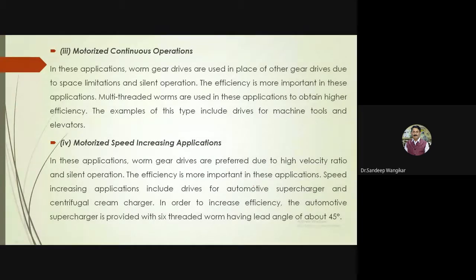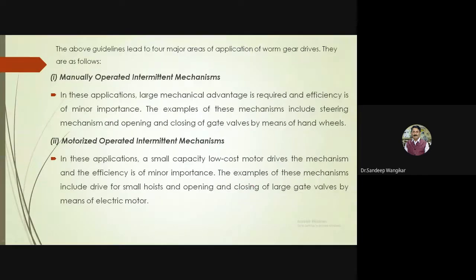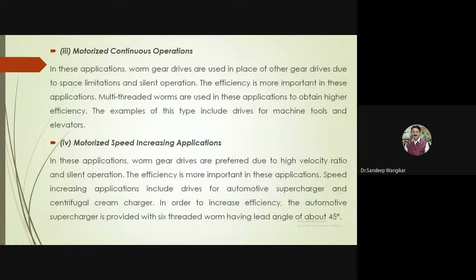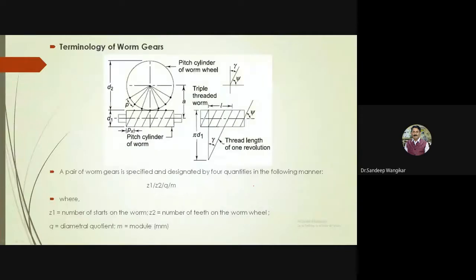Speed increasing applications include drives for automotive superchargers and centrifugal cream separators. So the automotive supercharger is an example given. In order to increase the efficiency, the automotive supercharger is provided with a 6-threaded worm having a lead angle of about 45 degrees. So here the speed is increased, and for this application the worm gear drives are used. So four different categories we have seen: manually operated intermittent mechanism, motorized operated intermittent mechanism, motorized continuous operation, and motorized speed increasing operation.